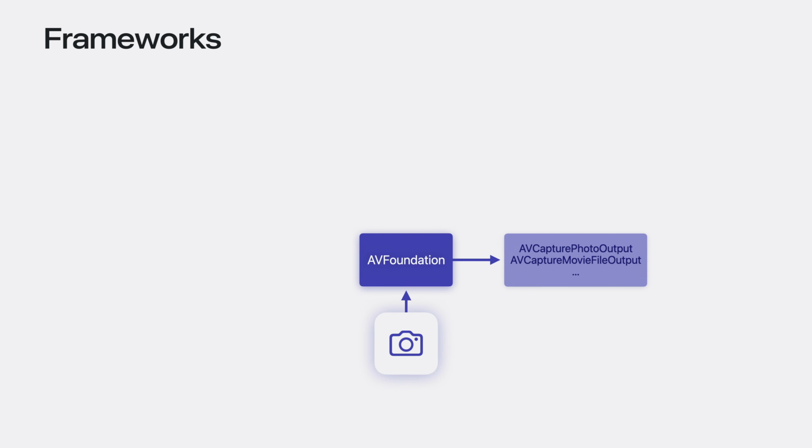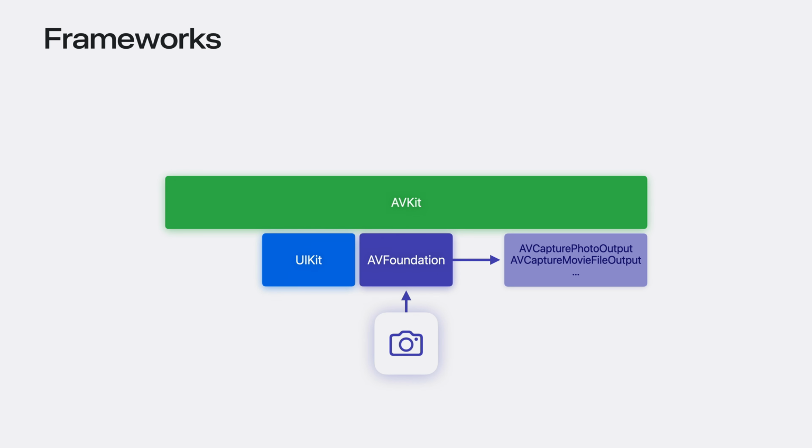Before exploring the API's core functionalities, let's review the key frameworks involved in creating a great camera experience in iOS. At the heart of our camera app's architecture is AV Foundation, providing the low-level capture functionalities through APIs like AV Capture Photo Output for photo and AV Capture Movie File Output for video. To combine the UI layer with AV Foundation, we have AVKit that sits on top of these frameworks. One capture-specific API that AVKit includes is AV Capture Event Interaction.